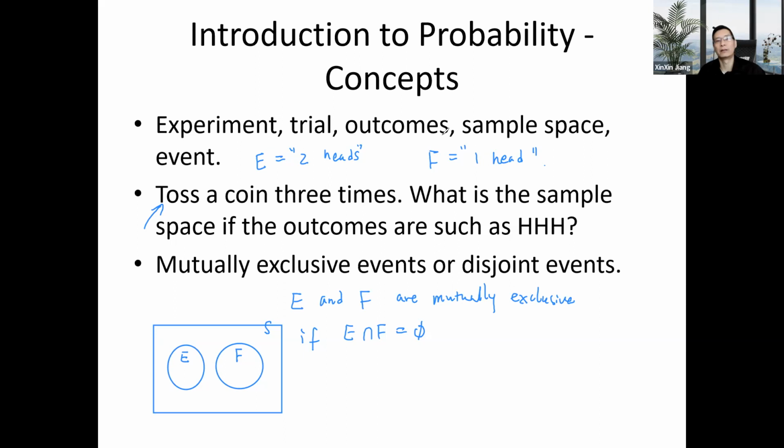If we talk about two events like that, so E is at least one head, and F is at least one tail. Then they're not mutually exclusive because you could have one head and one tail. Okay, so they're not mutually exclusive.